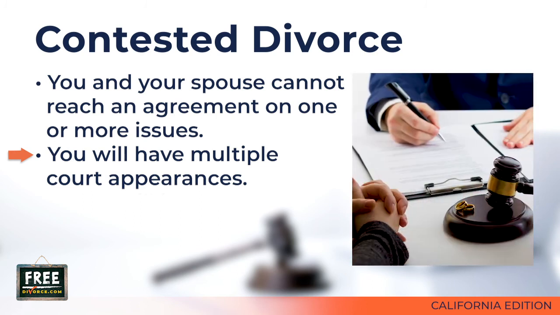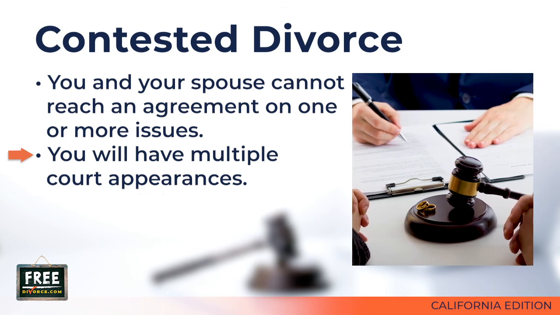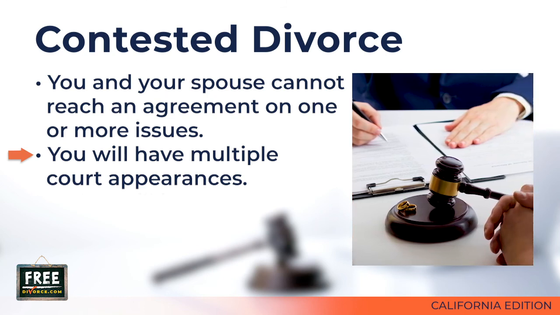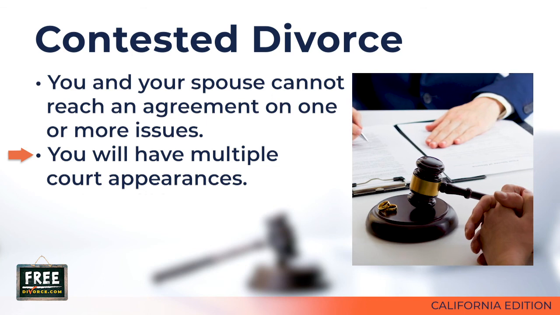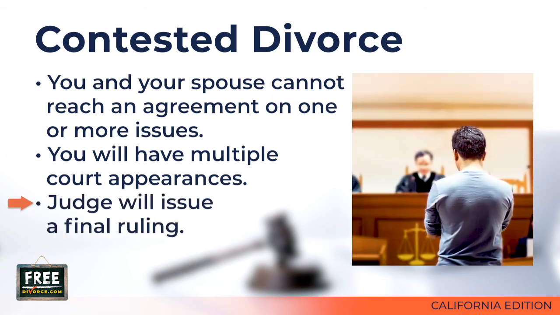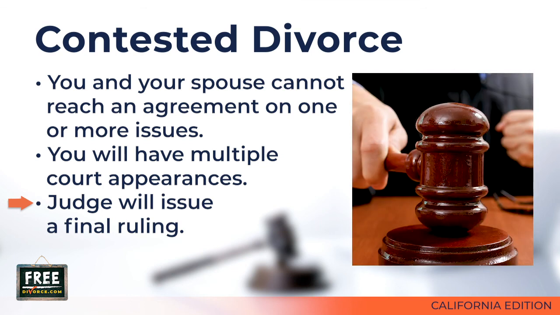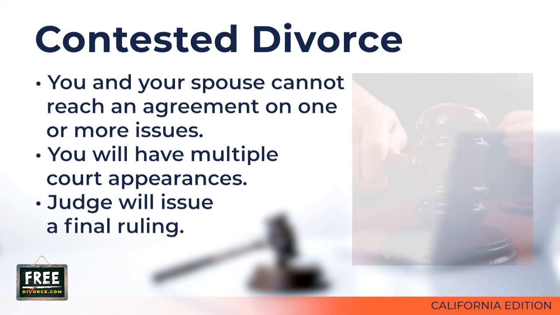Then there's a settlement conference where a judge or court staff meet with you and your spouse and try to help you negotiate a settlement. A contested case that does not settle concludes with a trial. At trial, a judge listens to testimony from both parties and then makes decisions about all of the contested issues. We explain the additional steps you need to take to process a contested case in a later video.